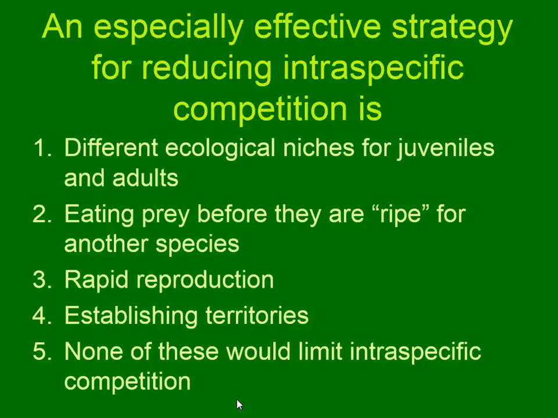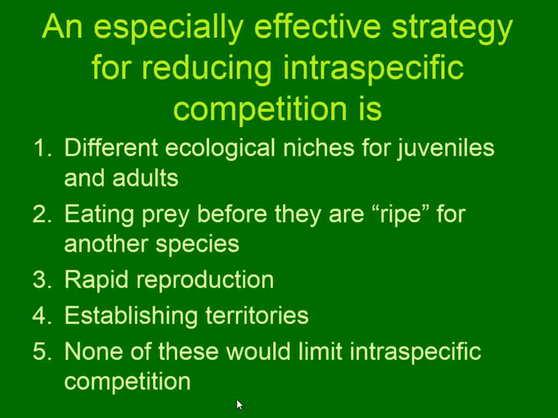Now, what would be an effective strategy to reduce intraspecific competition? Different ecological niches for juveniles and adults, eating prey before they are, quote, ripe for another species, rapid reproduction, establishing territory. None of these would limit intraspecific competition.